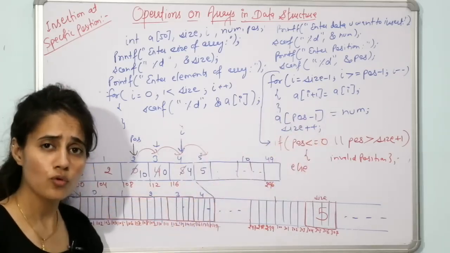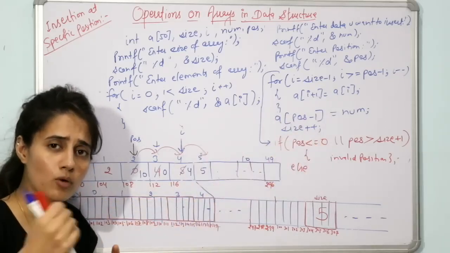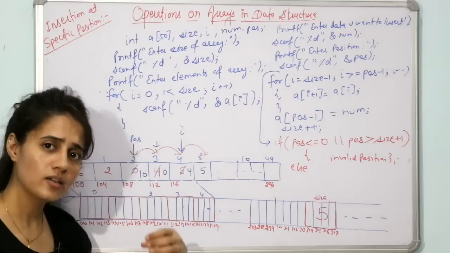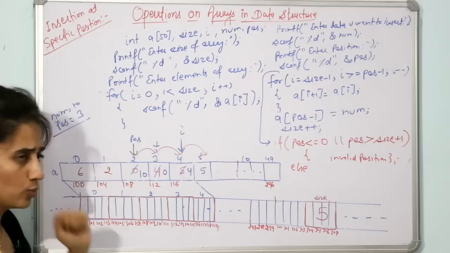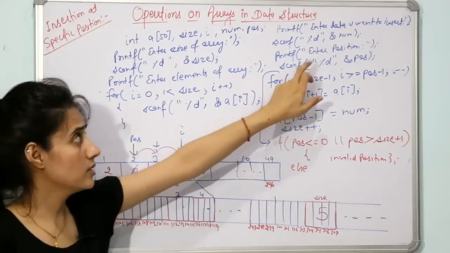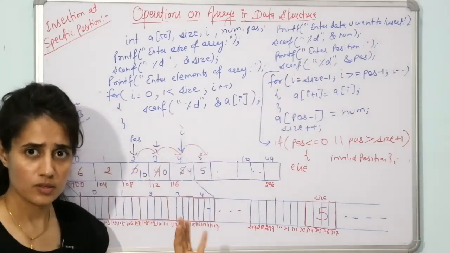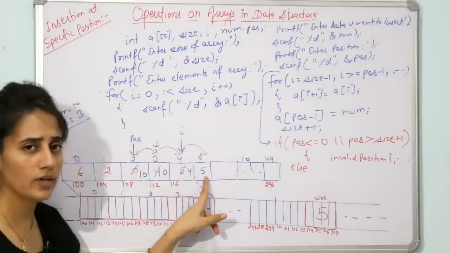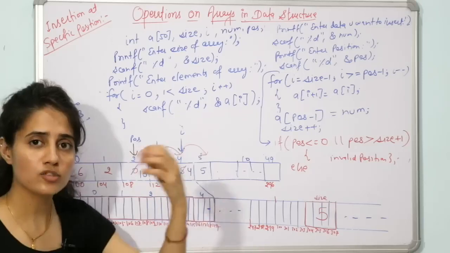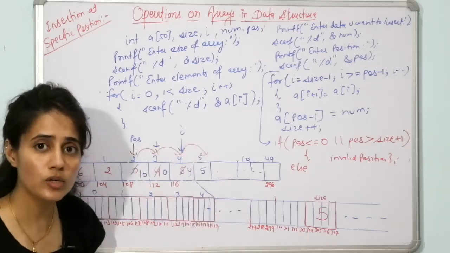But suppose you don't want to ask the user about the position, you know that you want to insert at the beginning only, at the 0th location or at the first position. You don't want to ask this enter position and scanf like this. And the second case is you want to insert after all the data at the end of the array. You don't want to ask the user the position. Then how will you do it?